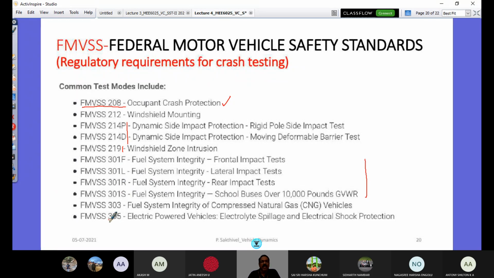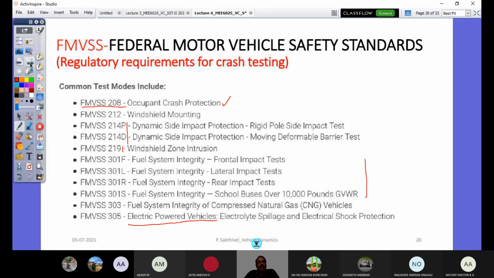And then the 300 series, 303 and 305, is for electric powered vehicles. Today's scenario of replacing our conventional vehicles with electric vehicles would be governed by these standards and requirements.